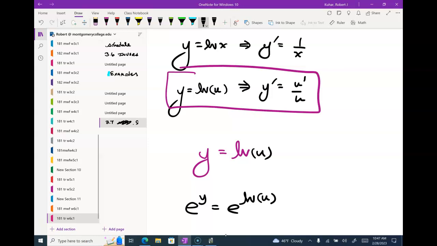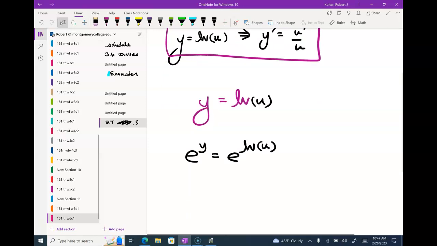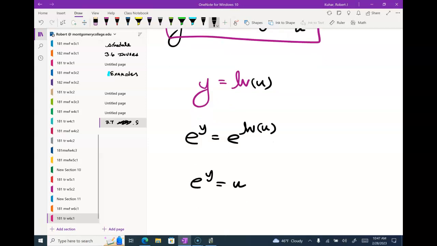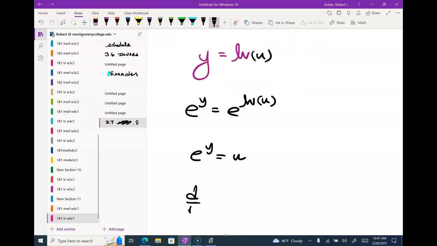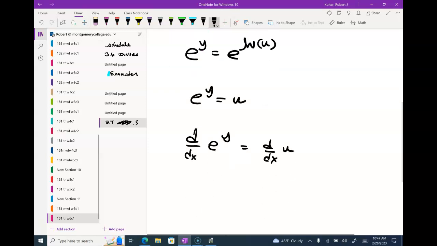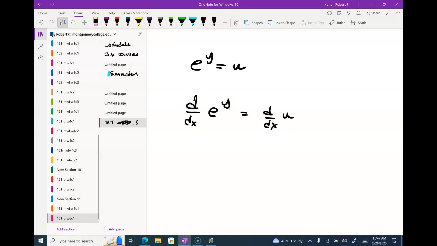So what happens on the right side here? I just get u, right? The e to the x and the ln of x cancel to get me x. So I get e to the y equals the function u, some function of x. I don't know what it is. It's hidden. But I do know if I take the derivative of it with respect to x, on the left, what do I get?